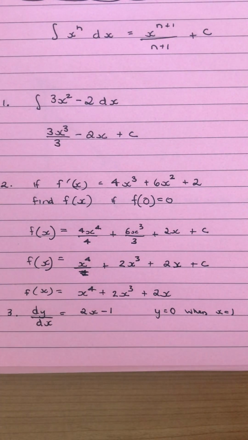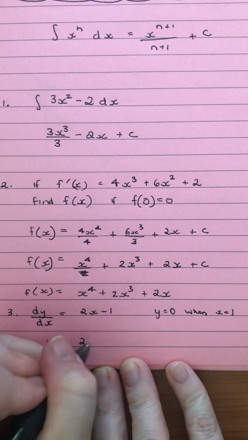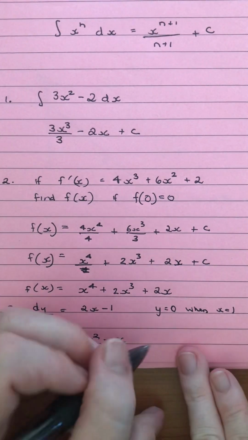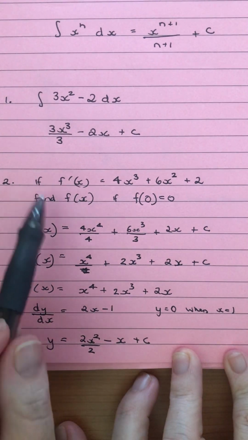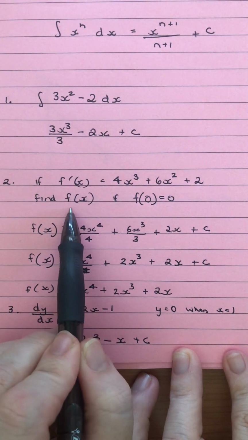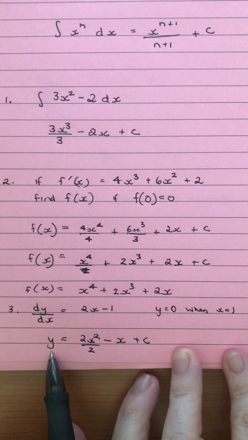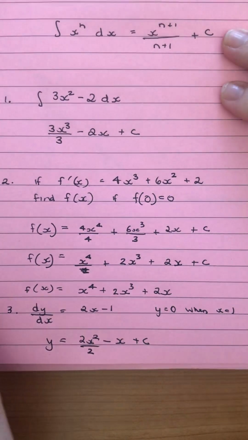So it's saying the derivative is 2x minus 1, so our y is equal to, and that will be 2x squared over 2 minus x plus c. So when we're given our derivative in function notation, we answer in function notation. If we're given it in dy over dx, then we give our answer as y equals. We're then told that y equals 0 when x equals 1.